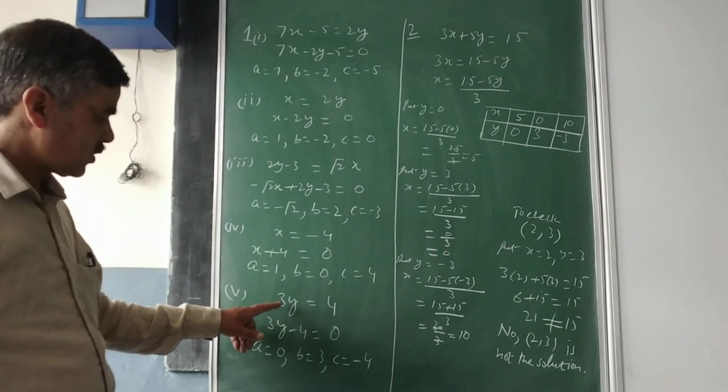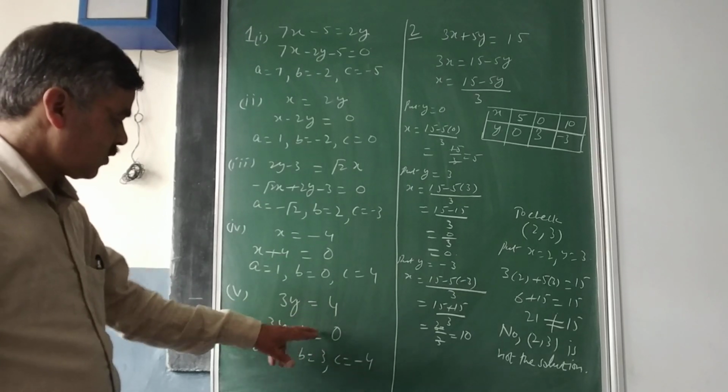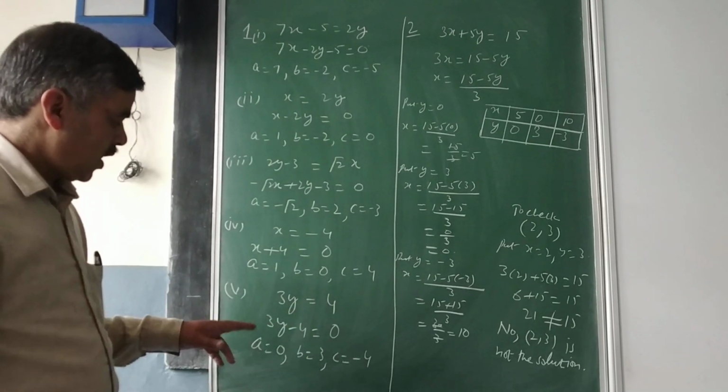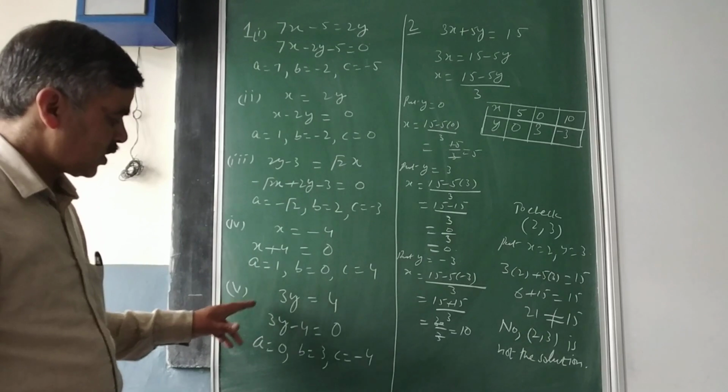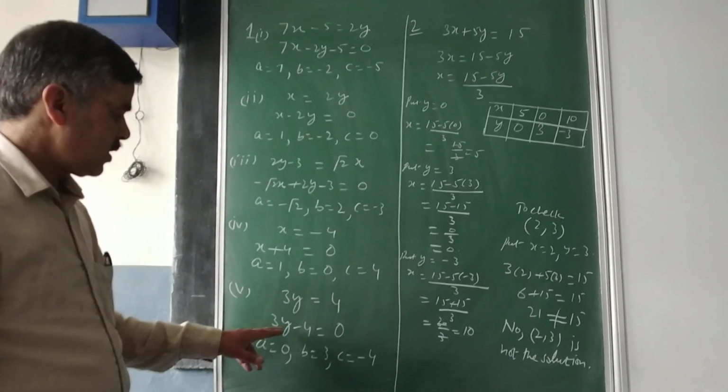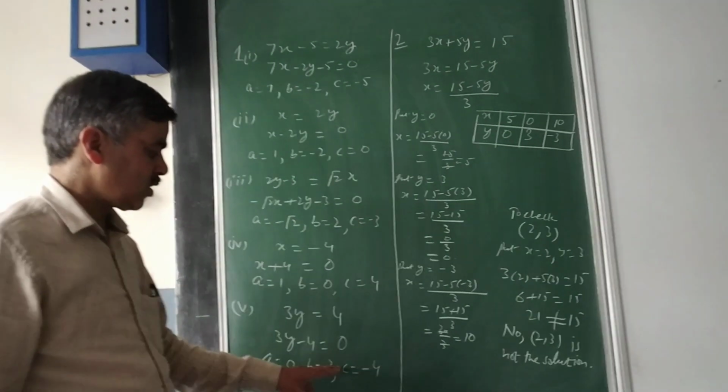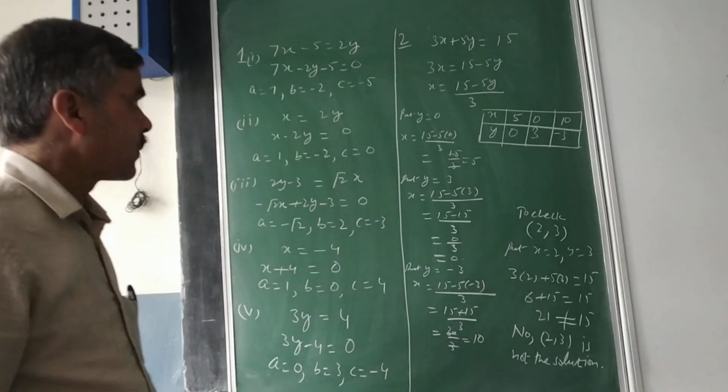Then fifth equation was given 3y is equal to 4. So 3y minus 4 is equal to 0. And then x is missing here, so coefficient of x, a will be 0, b will be coefficient of y, 3, and c, the constant term, is minus 4.